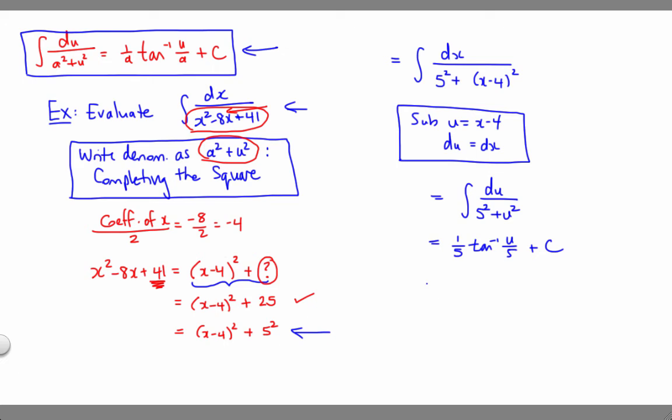And for our final answer, let's just put that back in terms of x. So 1/5 arctan of u was x minus 4. So we've got x minus 4 over 5. I put brackets here just to make this a little bit easier to read, and then we've got our constant on the end there. So overall 1/5 arctan of x minus 4 all over 5 plus a constant.